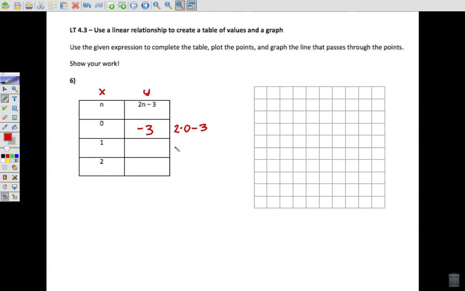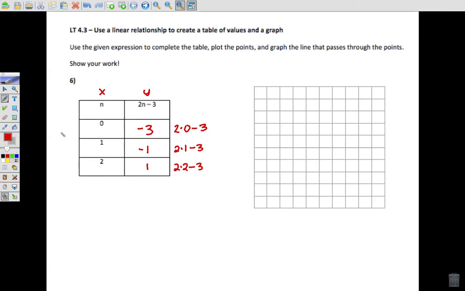And then when n is 1, I'm going to take 2 times 1 and subtract 3. 2 times 1 is 2, and then minus 3 is negative 1. And then when n is 2, 2 times 2 is 4, and then subtract 3 is positive 1.